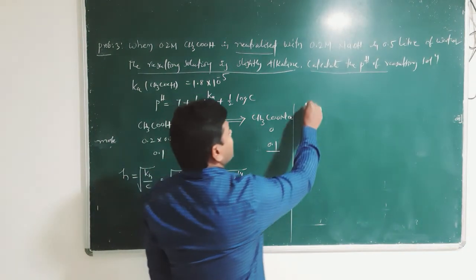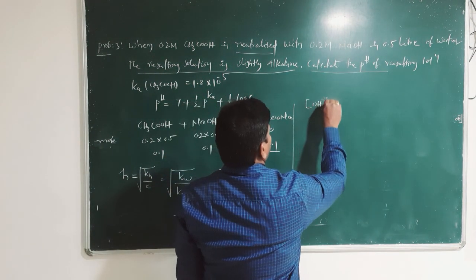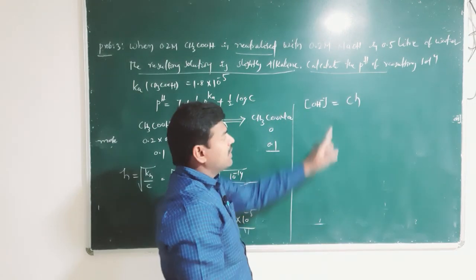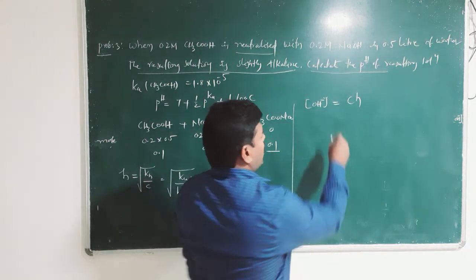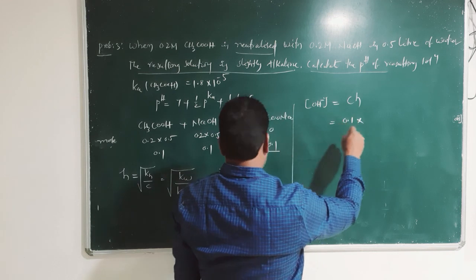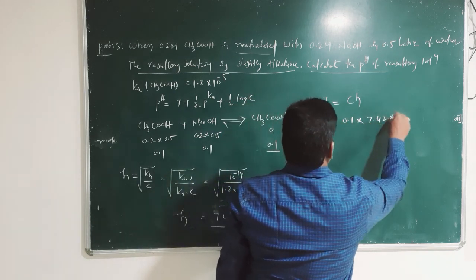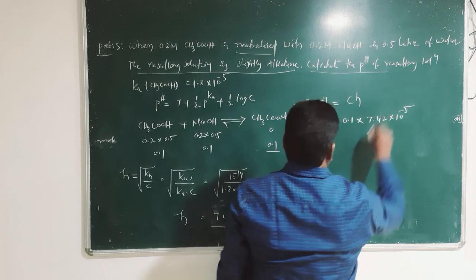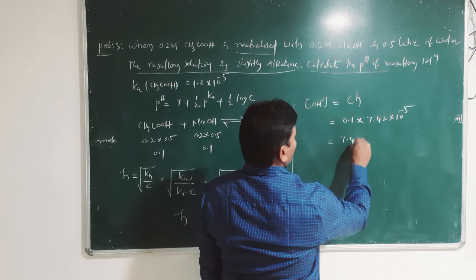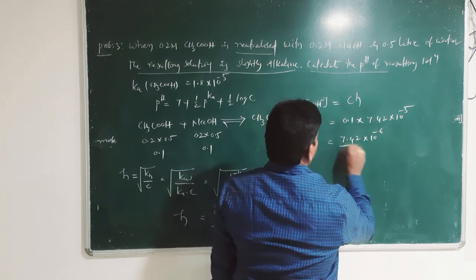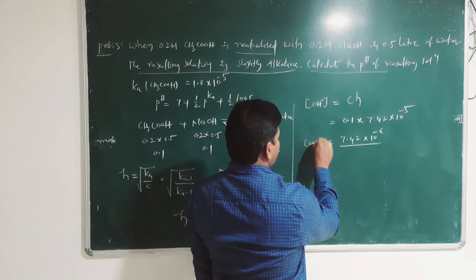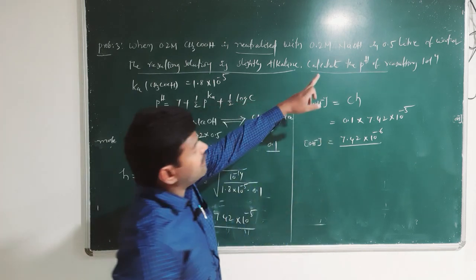So slightly alkaline means the concentration of OH minus ions is equal to C into degree of hydrolysis. C is 0.1 into degree of hydrolysis 7.14 into 10 power minus 5, which is 7.14 into 10 power minus 6. So that is the concentration of OH minus ions, but they ask to calculate the pH.